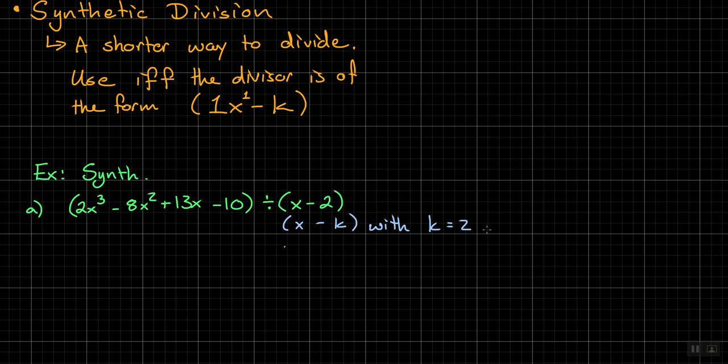K is 2 in this situation. To synthetically divide, we're going to put k on the outside of our synthetic box. We're going to put a 2 right here. Okay. Does anybody recall what else we put in here? Because our synthetic box will look like this.